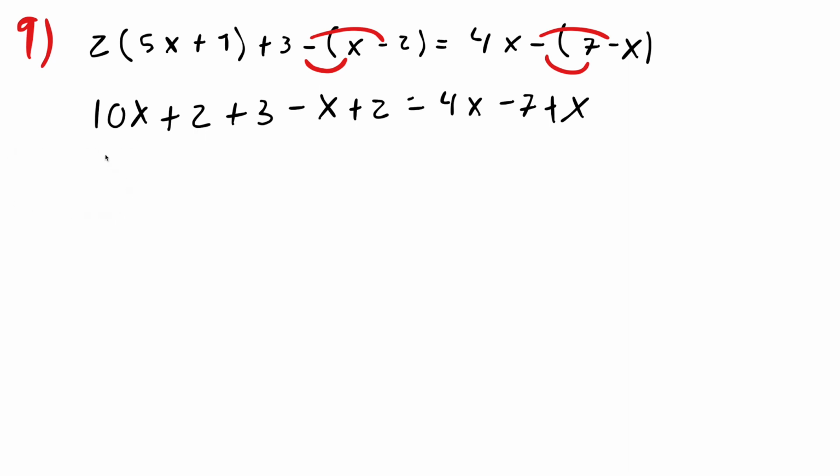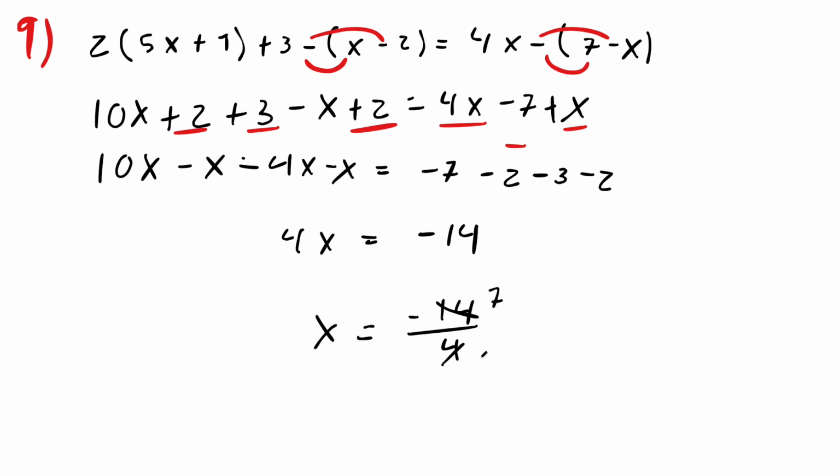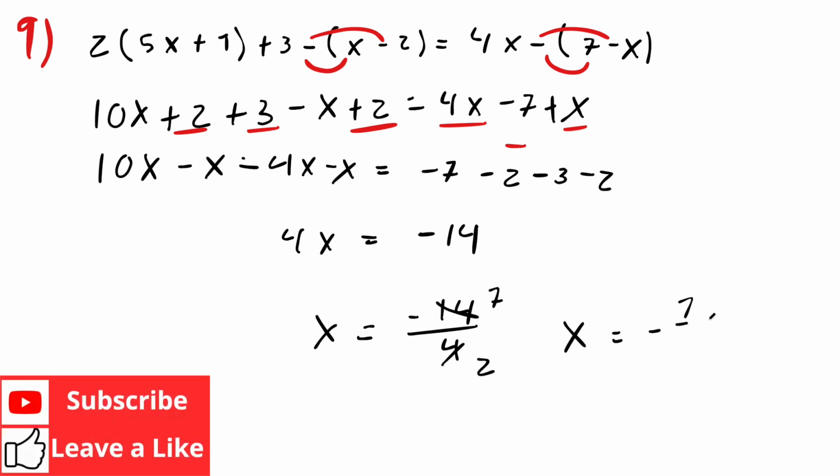Now, the x's on one side, the constants on the other. 10x minus x minus 4x minus x. Why? Because the 4x and the x pass to the other side to subtract. That would be equal to minus 7 minus 2 minus 3 and minus 2. Correct? All of these have positive signs and thus they pass to the other side to subtract. On the first side of the equation we will have 4x. On the second we will have minus 14. And so x is equal to minus 14 over 4. When we get the halves, we will obtain 7 and 2. x is equal to minus 7 over 2.